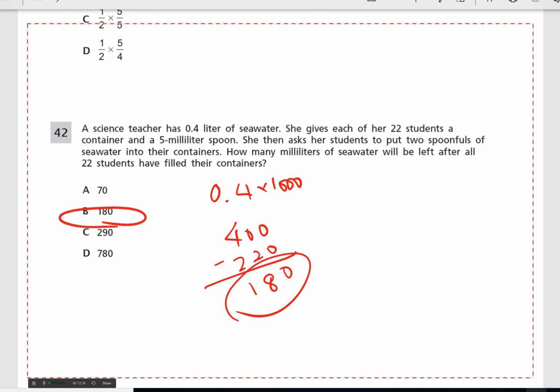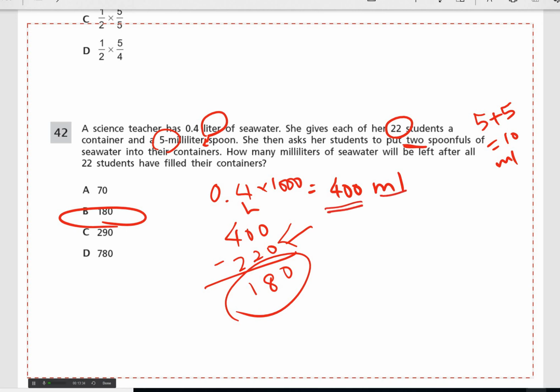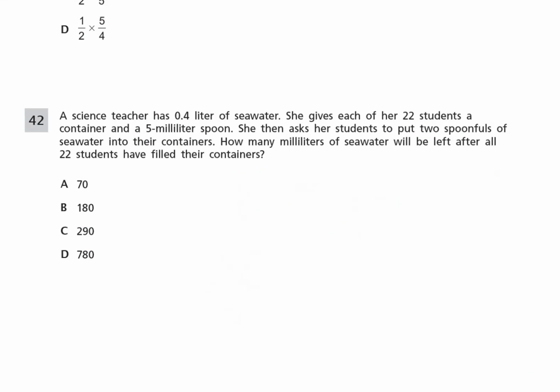Okay, so first you need to convert the 0.4 liter into milliliter. Converting liter to milliliter is multiplying by 1,000. Okay, and then 22 students. She wants them to use 2 spoonfuls. If each spoonful is 5, then of course 2 will be 10 milliliters. And then there are 22 of them, right? So you just have to multiply 22 by 10. It will be 220. So since the total began with 400 milliliters, you used up 220, then you were left with 180.